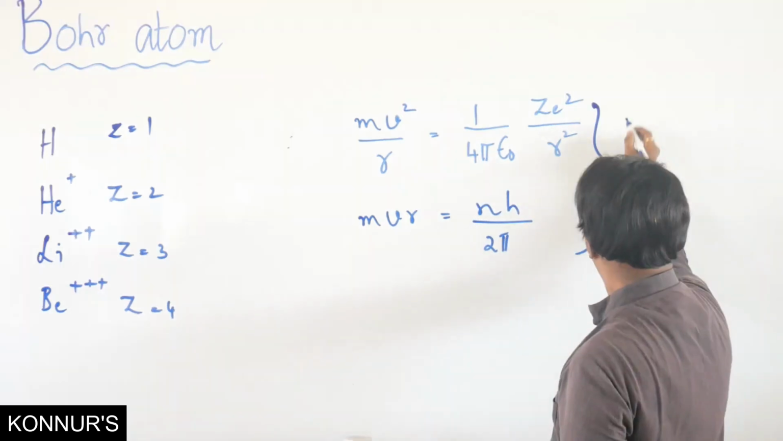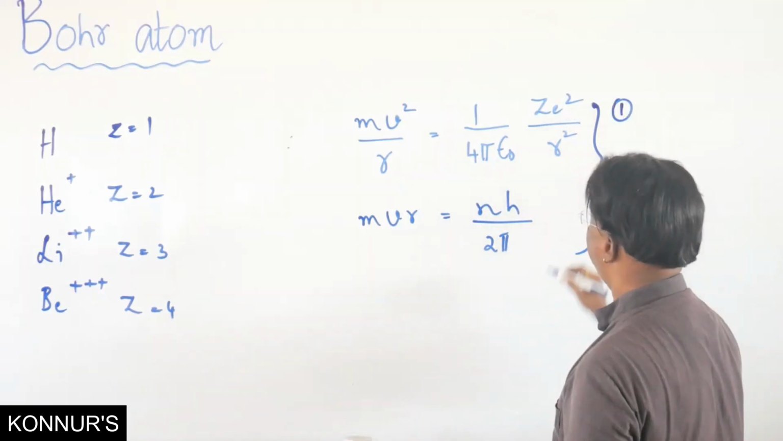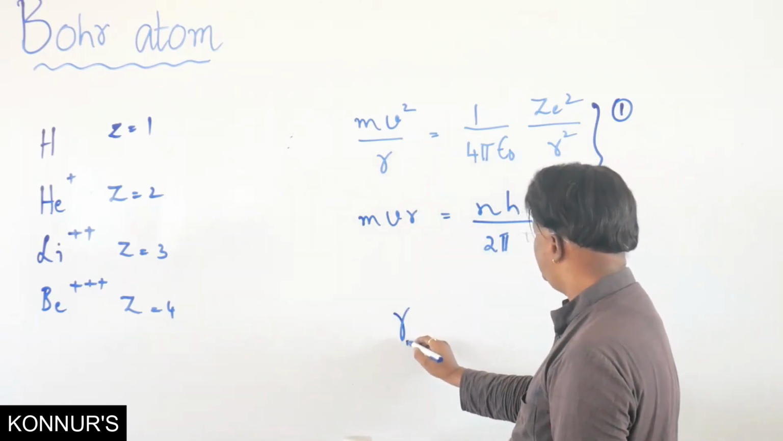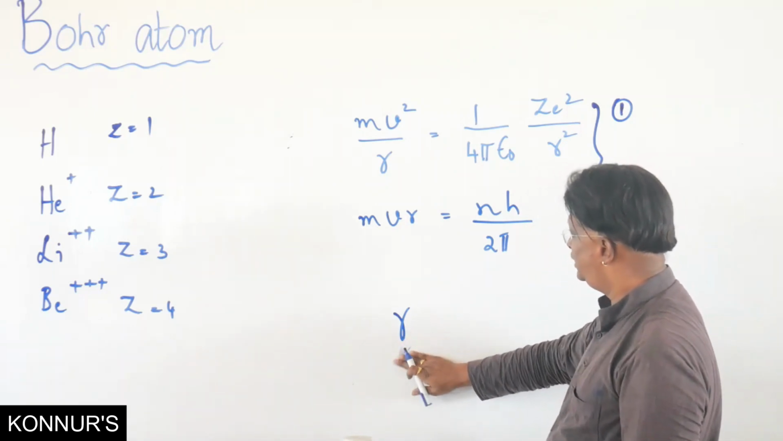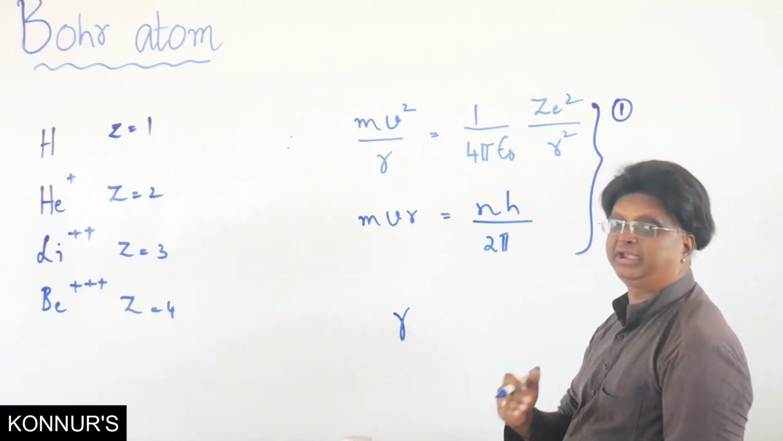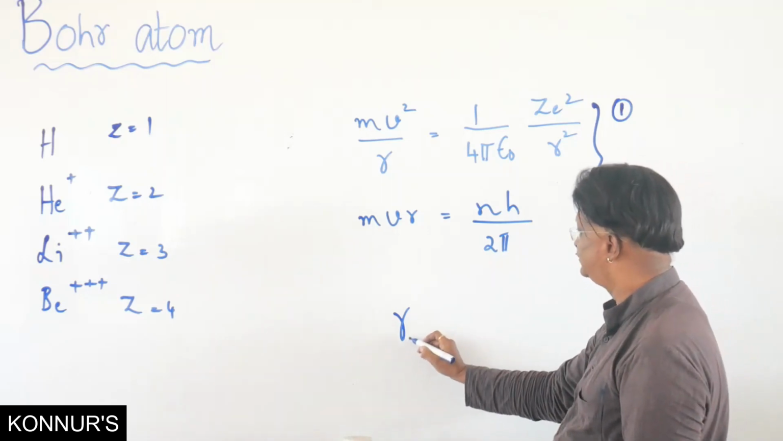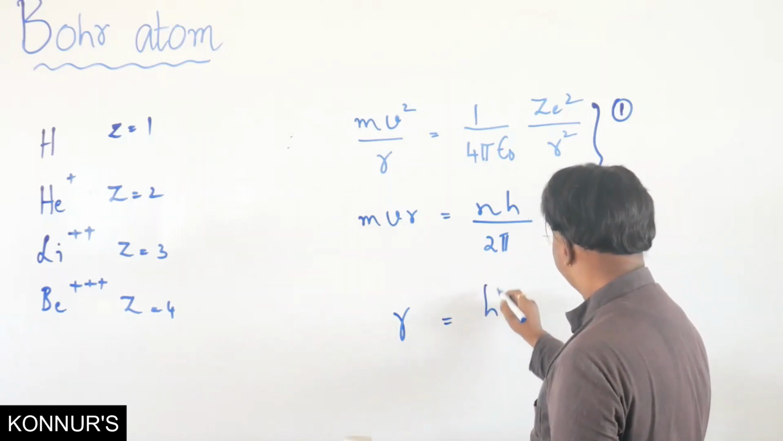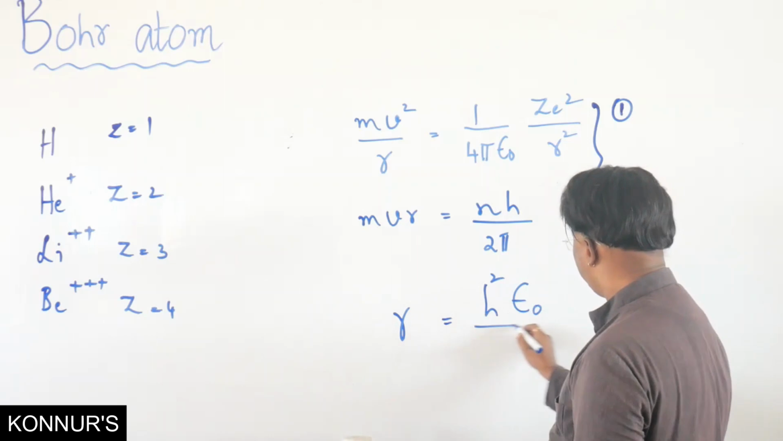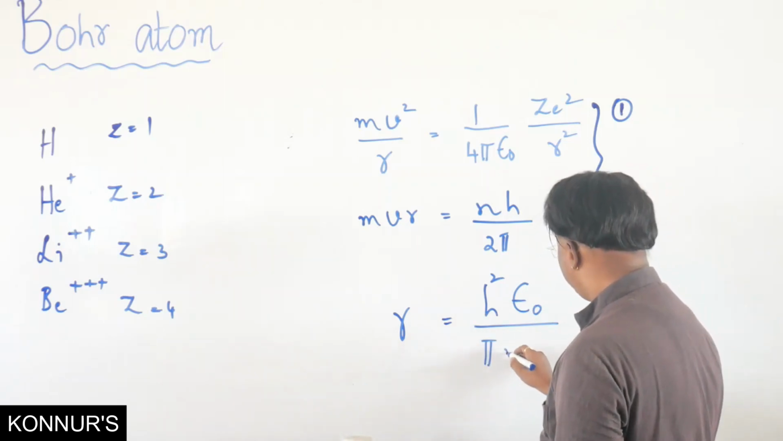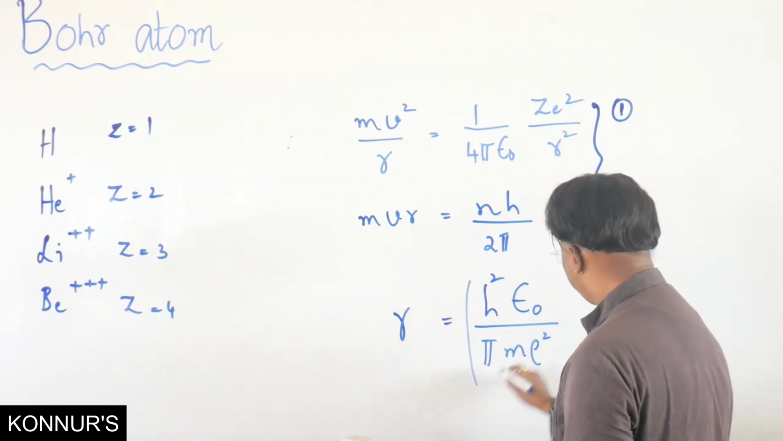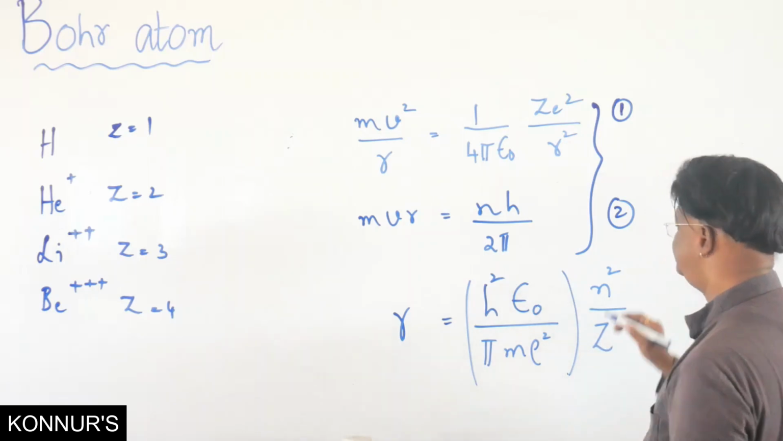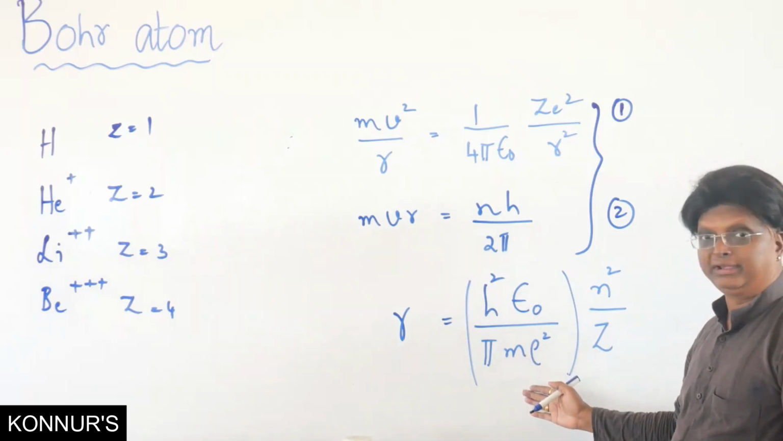I am now writing. See, equations 1 and 2 we have; solving these two, I get the expression for the radius of the nth orbit. This is not r into n, this is r1, r2, like the radius of the first orbit, second orbit, that is the meaning. Okay, let me not write that also. The radius of the nth orbit is h squared epsilon naught over pi m e squared, times n squared by z. So this is the expression we get for radius.